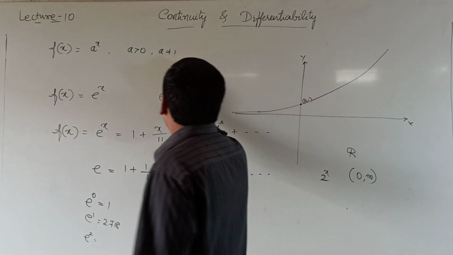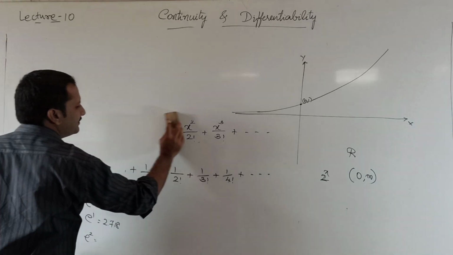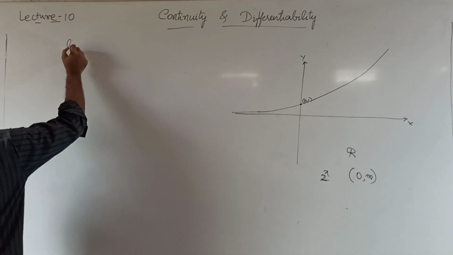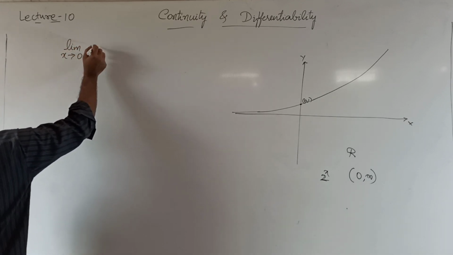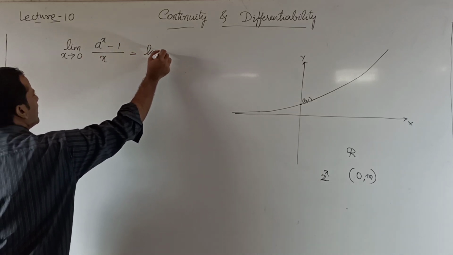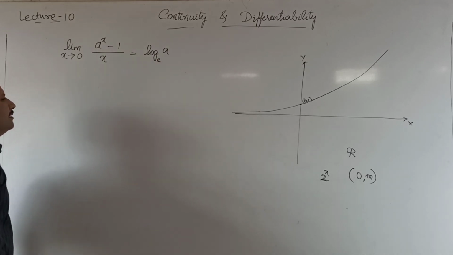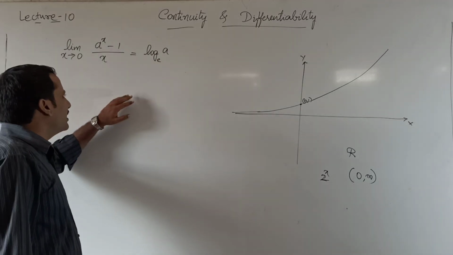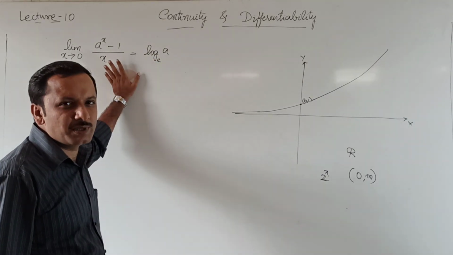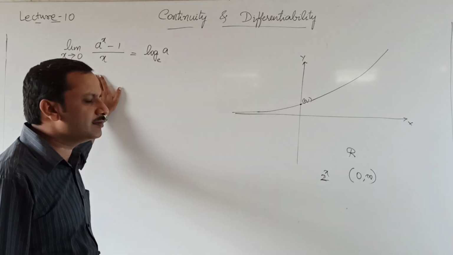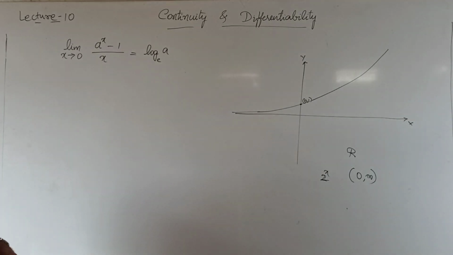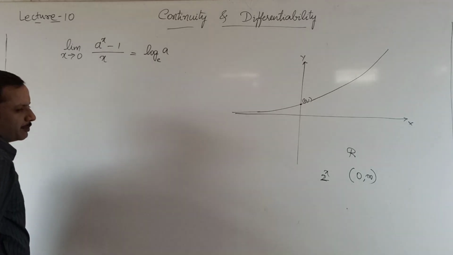Limit. There is one formula, that is, limit as x tends to 0 of (a power x minus 1) by x is equal to log a to the base e, which you have seen in first place. The proof of this is beyond the scope of your syllabus. Just remember this formula. Okay. So now, with the help of this, I would like to find the derivative for this exponential function.